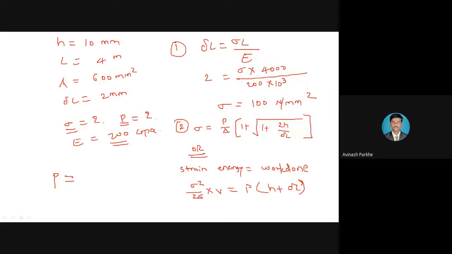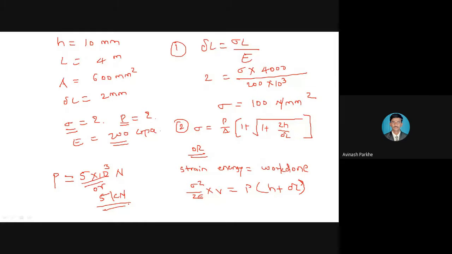You check your answers. Try to do the square of sigma. You are forgetting to make the square of sigma. 5 kilonewton, this is the correct answer. Please check. 5 into 10 raised to 3 Newton or 5 kilonewton. This is the unknown weight falling from the certain height.